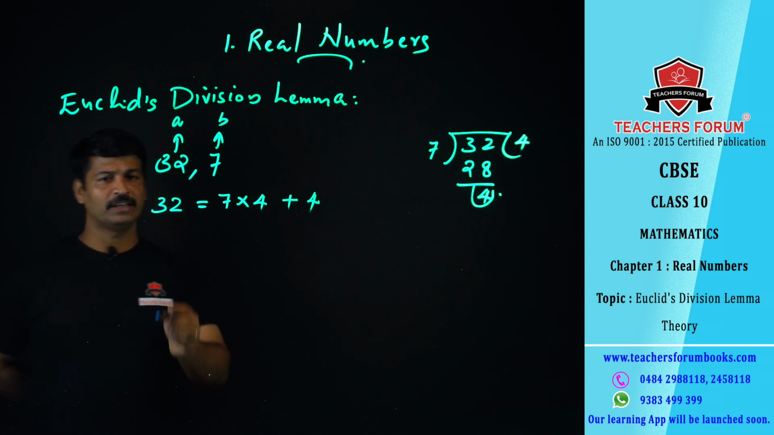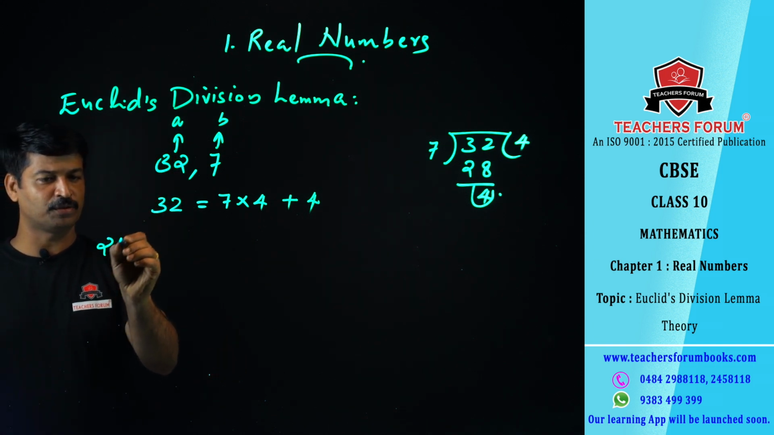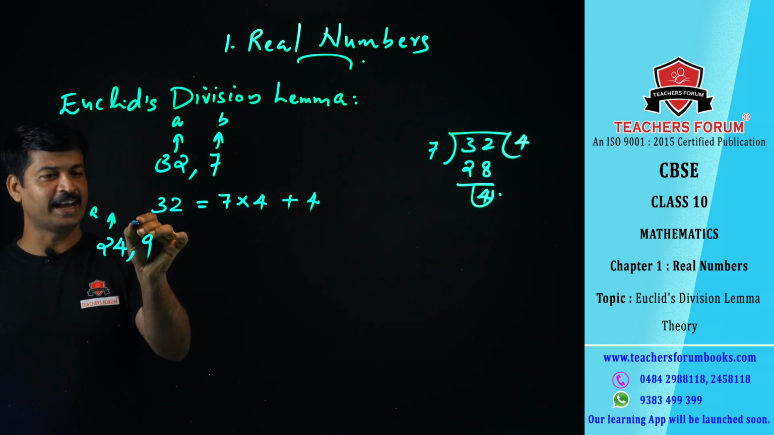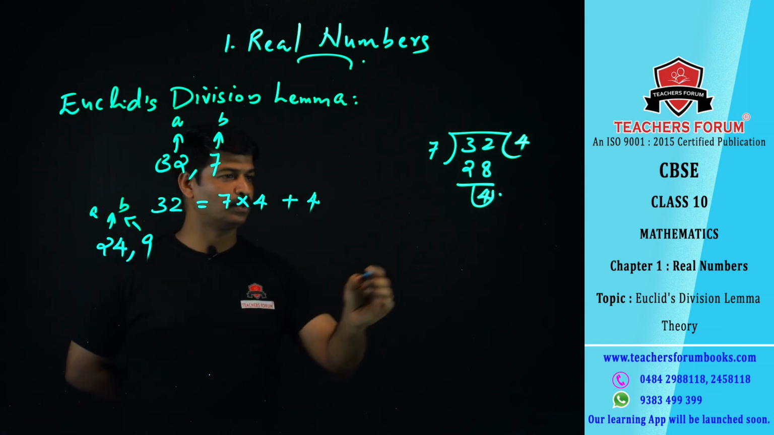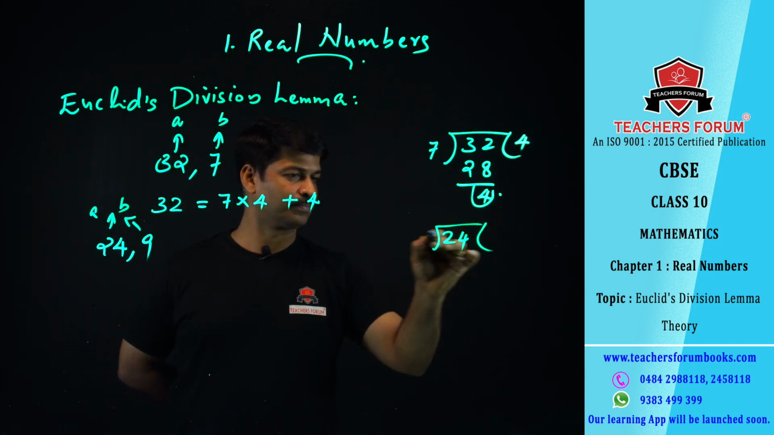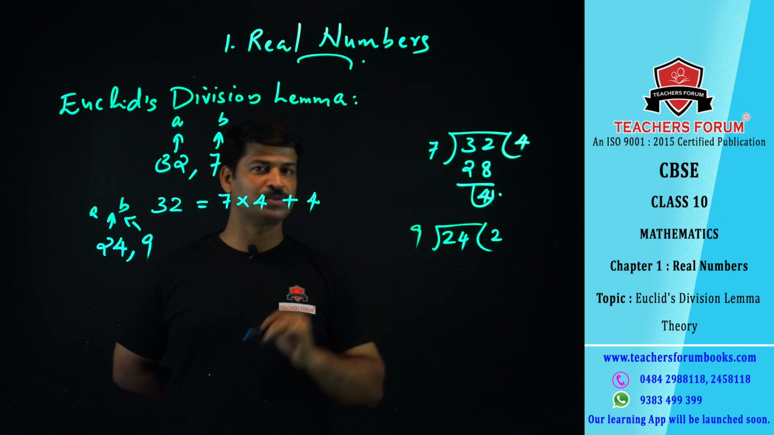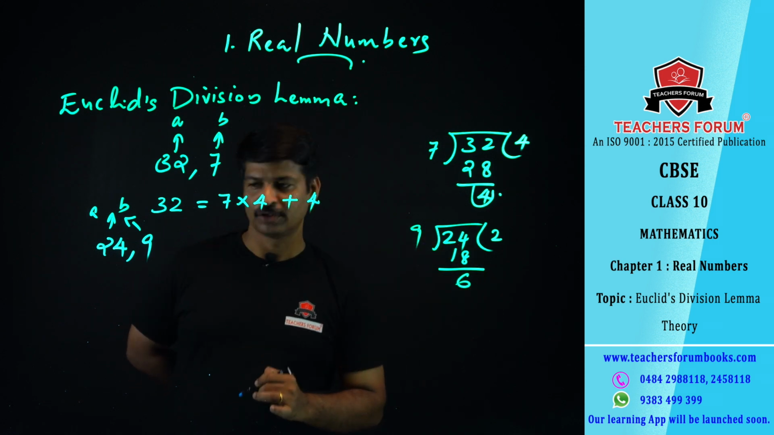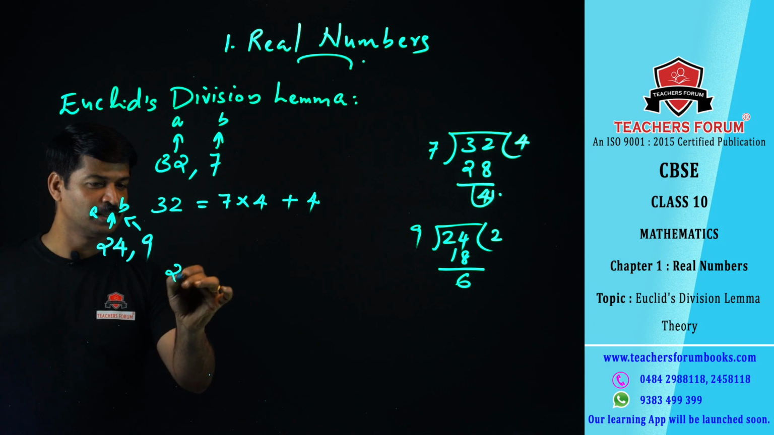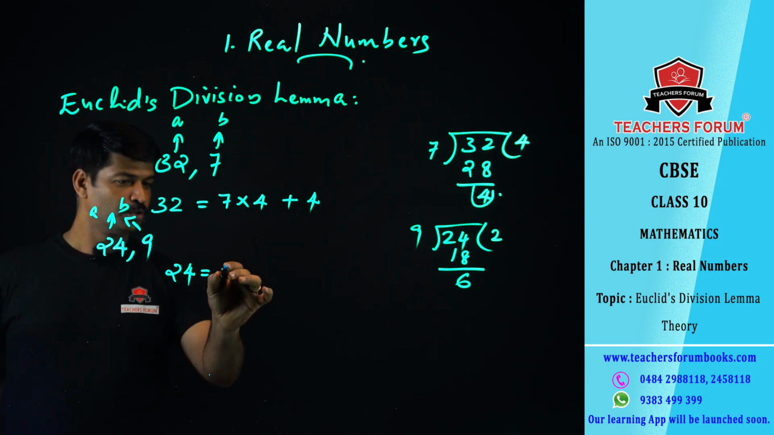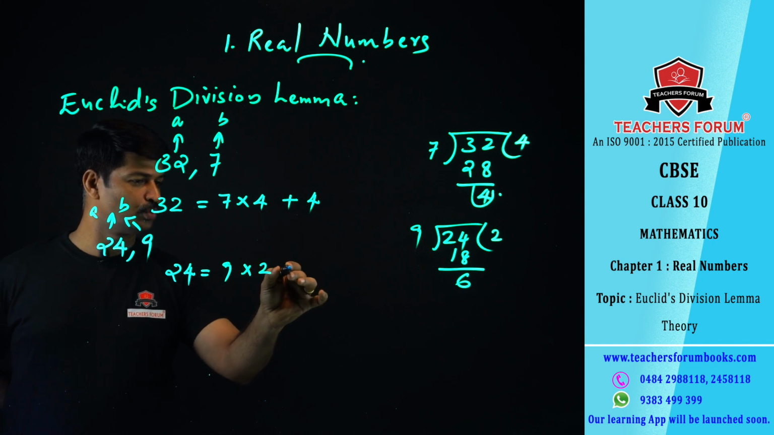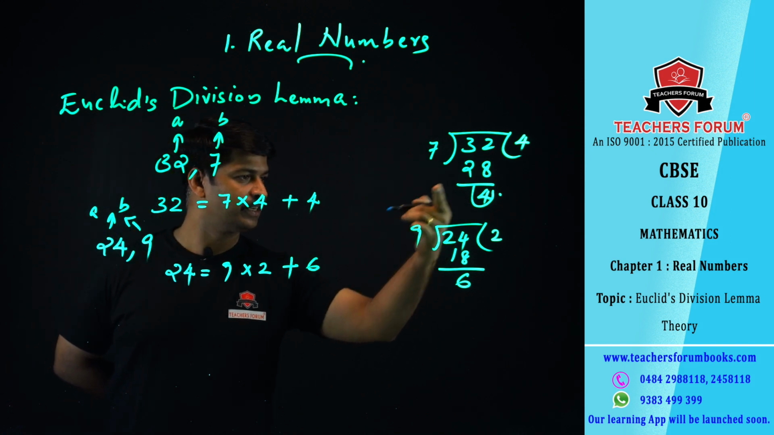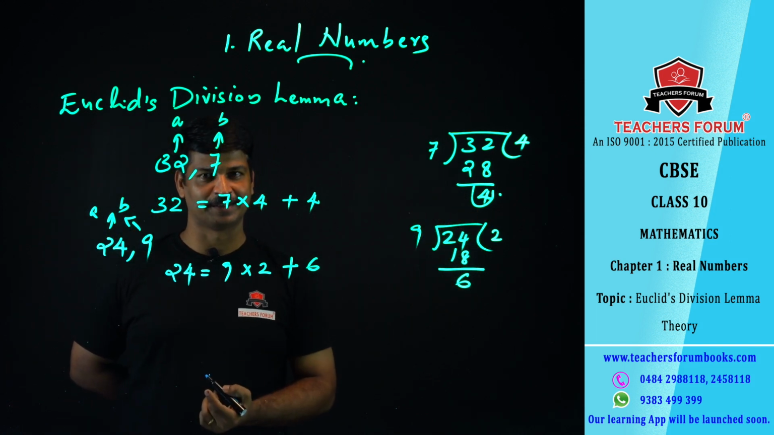Now let us take another example, 24 and 9. These are two positive integers. Let's call 24 as A and 9 as B. Now let us divide 24 by 9. 9 goes 2 times in 24. 9 twos are 18. What is the remainder? The remainder is 6. So 24 can be written as 24 is equal to 9 into 2 plus 6. That is, dividend is equal to divisor into quotient plus remainder.